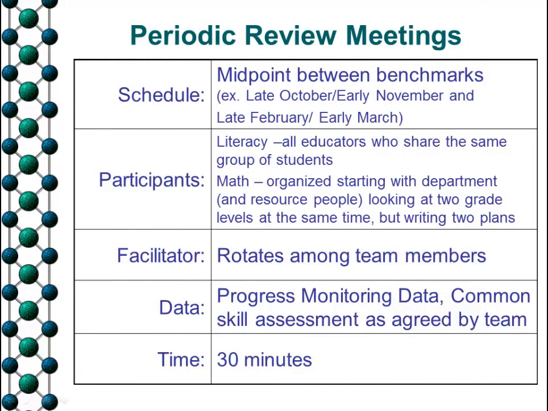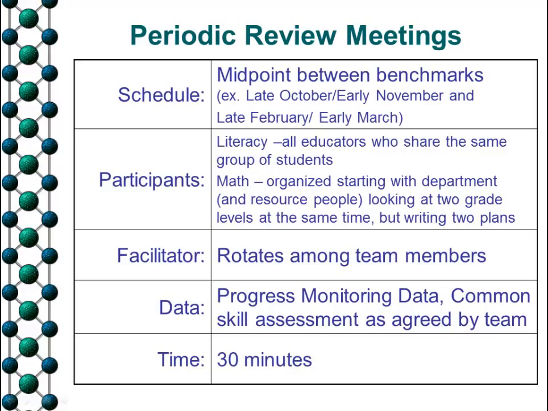So we would schedule these midpoint between benchmarks. And in your system, that would probably be late October, early November. And then again, between January and May would be late February, early March. It would be the same group that got together when we did the original grade level meetings. And the facilitator still rotates. But now, you're not necessarily going to create an ideal plan, although you can absolutely bring the ideal plan and review to make sure that you're working on the plan correctly.